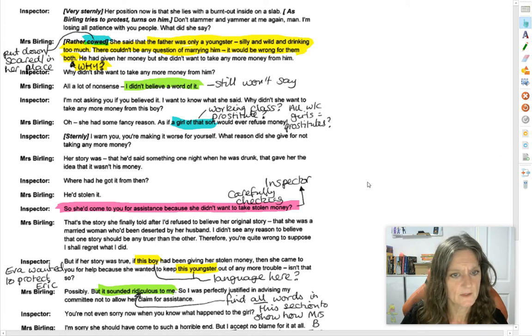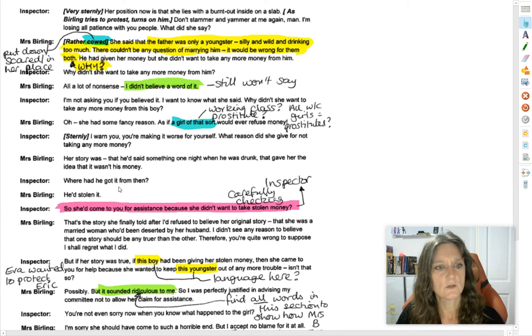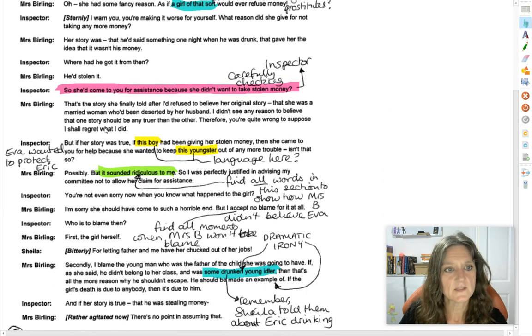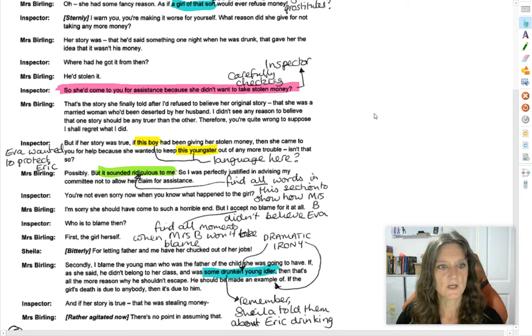And then it is revealed something he said one night when he was drunk that gave her the idea it wasn't his money. So he'd stolen the money, and that's why she didn't take it anymore. So she wouldn't marry him because he's silly and wild. She wouldn't take money from him because she believed it was stolen and she didn't want to be involved in that. The inspector checks really carefully. "She'd come to you for assistance because she didn't want to take stolen money." So he's checking what Mrs. Birling is saying, checking it off.